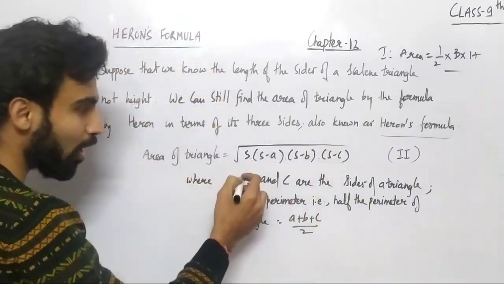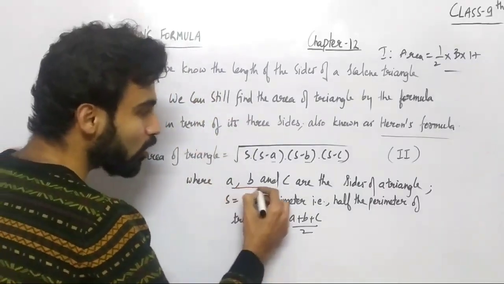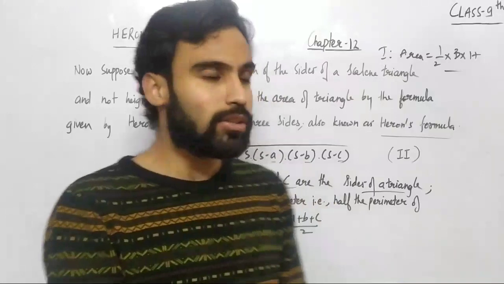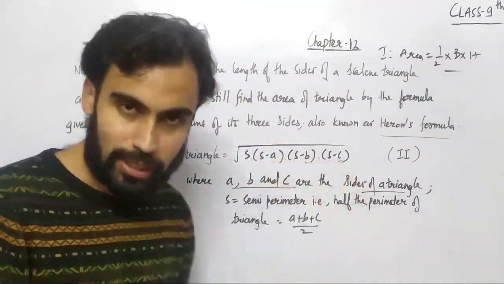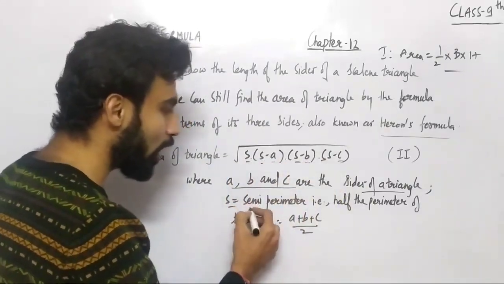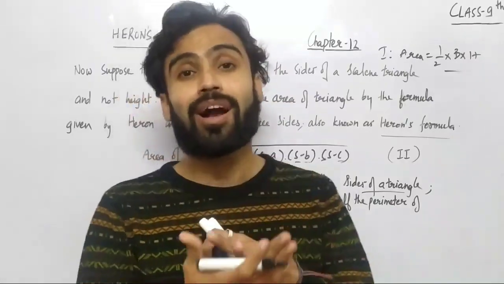Now, in this formula, you will find A, B and C. So what are these? A, B and C are the sides of the triangle, right? We know the three sides, so they are represented here in the formula by A, B and C. Now talking about S here. This S is actually the semi-perimeter. Semi-perimeter means half of the perimeter.